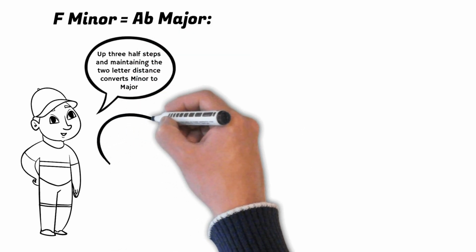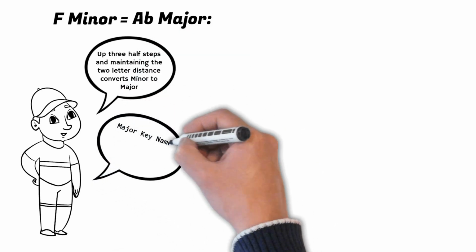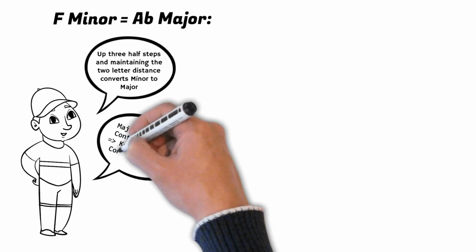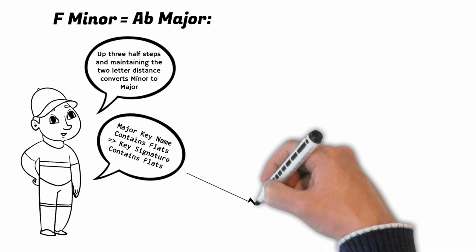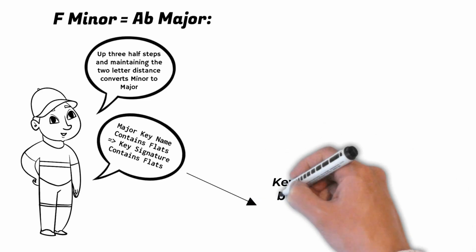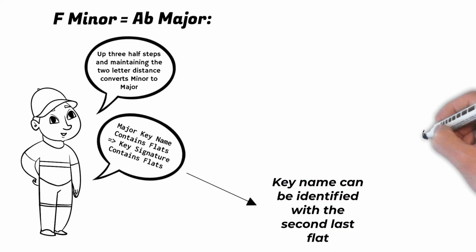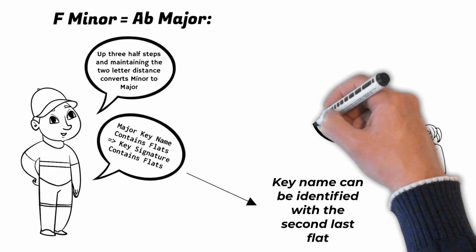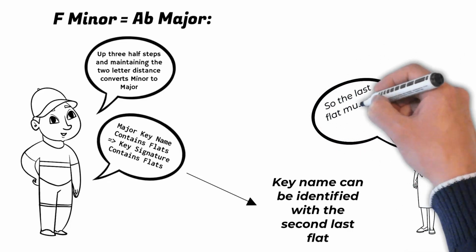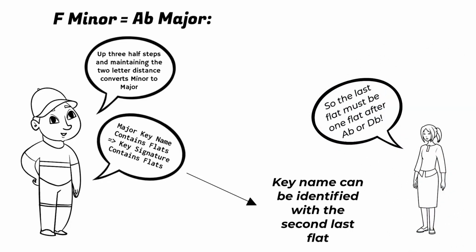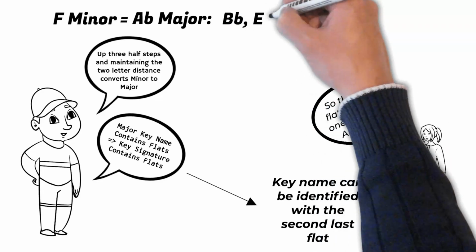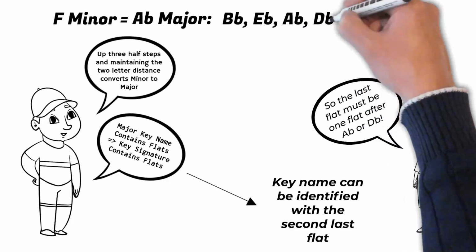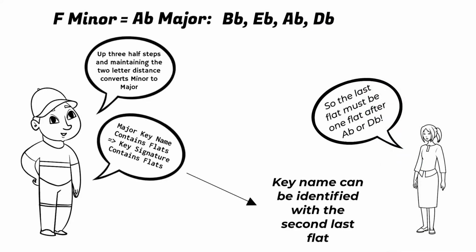Now we need to identify the key signature of A flat major. Since the key name contains flats, the key signature will also contain flats. Remembering that the second last flat is the key name, we can say that A flat is also the second last flat of the key signature. We then use the order of flats and go 1 flat past A flat. This tells us the key signature of A flat major consists of B, E, A, and D flat. And since A flat major and F minor are relative keys, this same key signature applies to F minor as well.